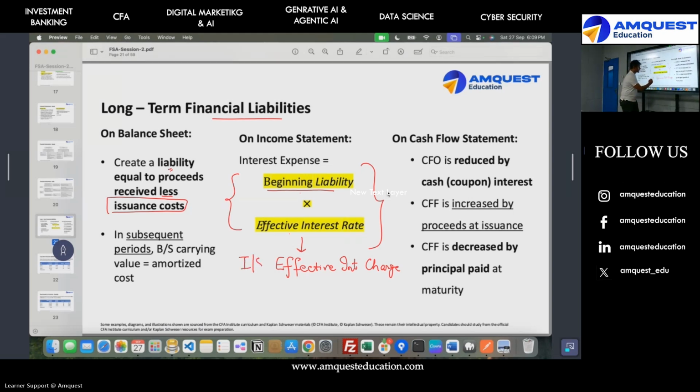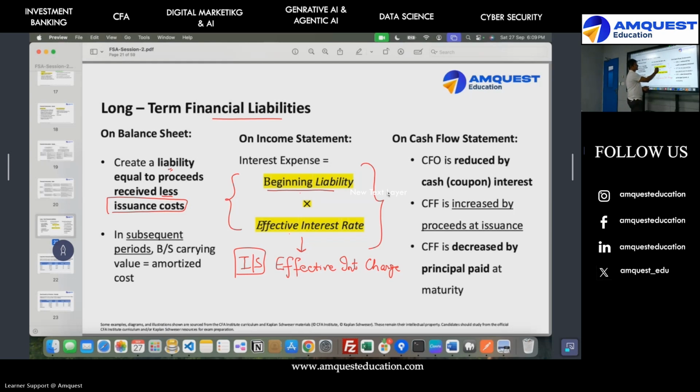Make a note of this. It is called opening liability into effective interest rate. Make a note of this. So when I ask what is my income statement charge, you will not say it's the coupon. Your coupon will be different. Your effective interest will be different. The formula will be effective interest rate into opening liability.